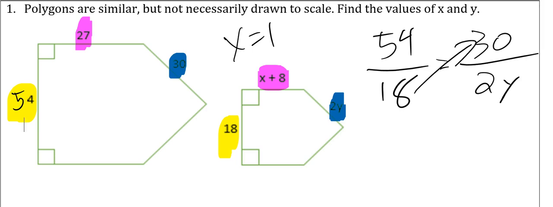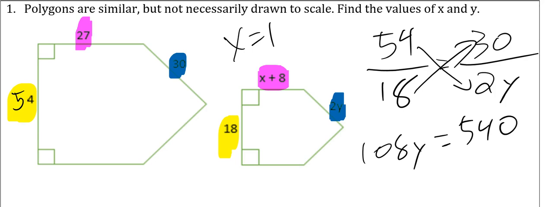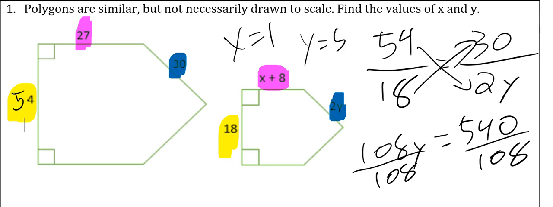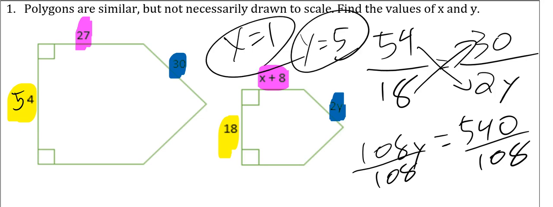Now I'm going to cross multiply again. It doesn't matter which one, I can do this times this and put it over here, this times this and put it over here, it doesn't matter. So we're going to take 54 times 2, you get 108y, and 18 times 30 and get 540 right here. Now all I've got to do is divide by 108 on both sides, and get that to be 5. So y equals 5. Remember, there are two answers in this problem, and those are my two answers: x equals 1 and y equals 5.